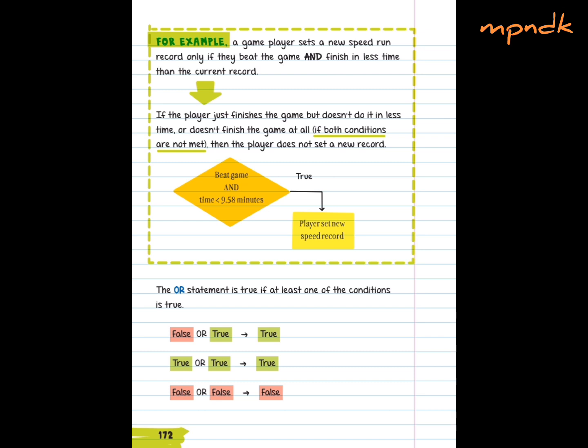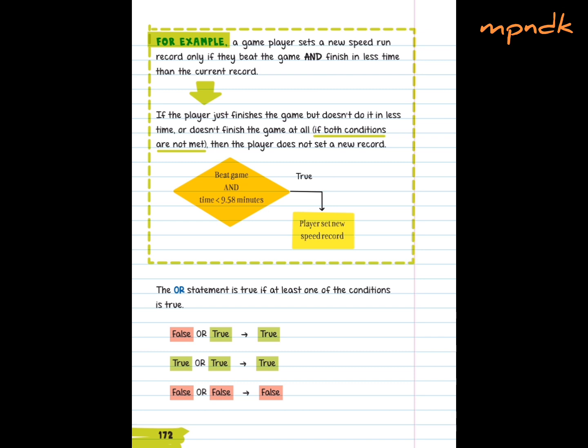For example, a game player sets a new speed run record only if they beat the game and finish in less time than their current record. If the player just finishes the game but doesn't do it in less time, or doesn't finish the game at all, if both conditions are not met, then the player does not set a new record.